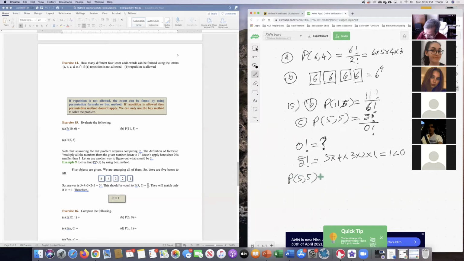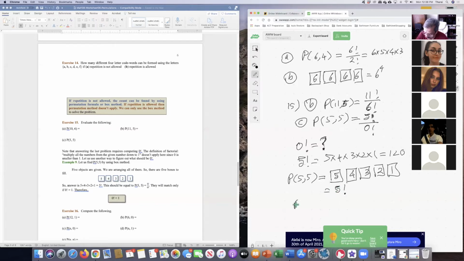P55 is factorial 5 over factorial 0. But if you use the other method, the box method, then there are 5 boxes to fill. 5 objects are given to us. So how many ways are there to fill the first one? 5. And no repetition, because permutation is the same as arranging without repetition. So 5, 4, 3, 2, 1. That would be equal to factorial 5, right?